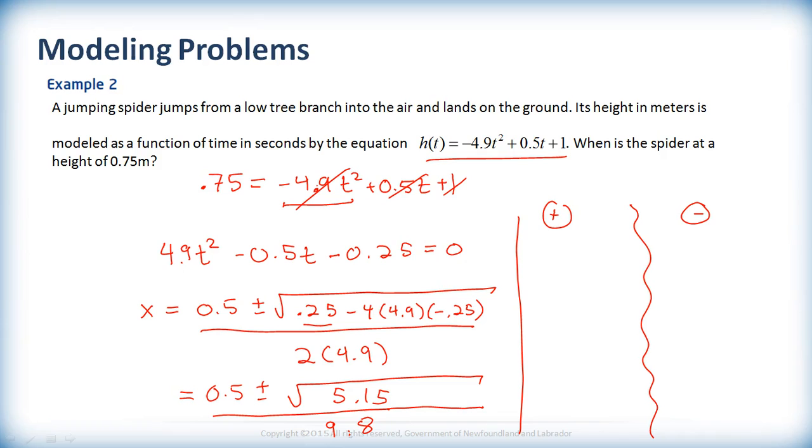All right, so for those, when I add them together, my calculator says I should get 0.282, so about 0.28, and that's going to be in seconds. And if I subtract them, my calculator is saying I should get negative 0.18-ish, and that's definitely going to be extraneous because there's no way we want to have to deal with a negative time. The spider's not jumping back in time, no matter how talented it is. So 0.28 seconds after the spider jumps is when it's at a height of 0.75 meters. Pretty cool spider.